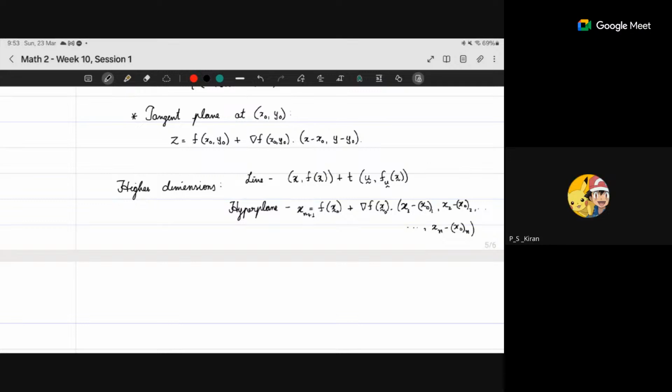Yes, sir. You can write it as x tilde minus x naught tilde, up to n. Yeah, that you can. So it will be x tilde minus x naught tilde. Yeah, that's it.